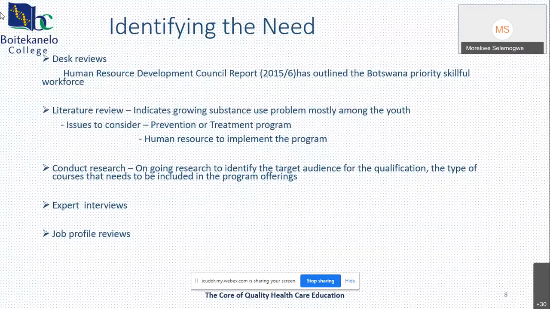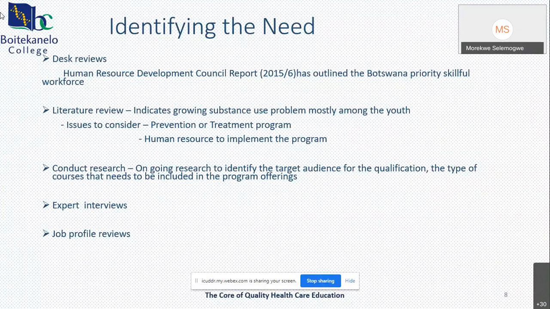We also conducted ongoing research to identify the target audience for the qualification. This was very important because we already have people that have counseling, social work, and psychology degrees. What we did was look at the existing qualifications and see whether they have adequate information about addiction, so that we do not replicate what already exists. Fortunately for us, most of the programs in Botswana have one or two courses in addiction. That was reason enough for us to say we need a standalone qualification.